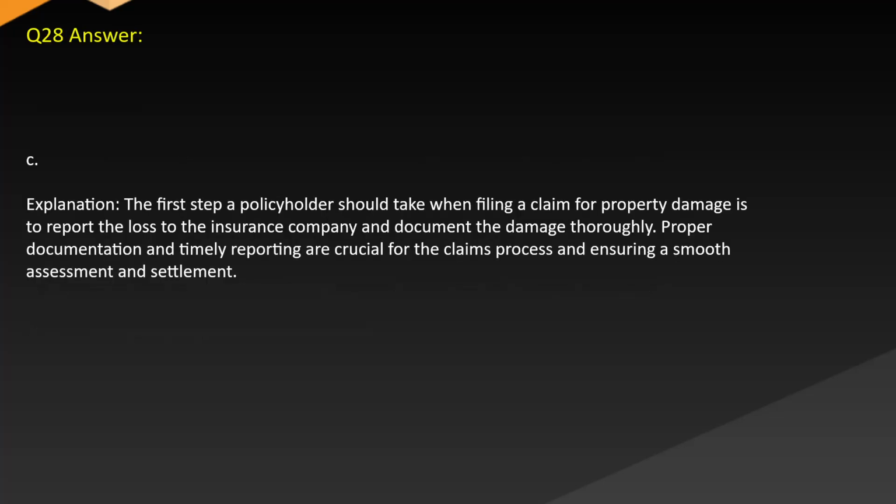Answer C. Explanation. The first step a policyholder should take when filing a claim for property damage is to report the loss to the insurance company and document the damage thoroughly. Proper documentation and timely reporting are crucial for the claims process and ensuring a smooth assessment and settlement.